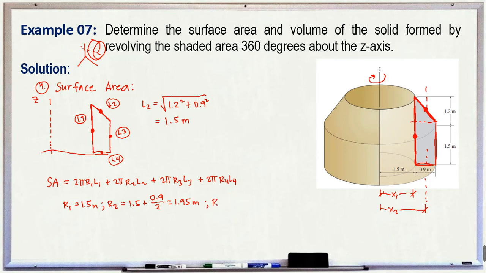For R3. So our R3 is line number 3. Line number 3 is x3, so that is 1.5 plus 0.9. That is equal to 2.4.